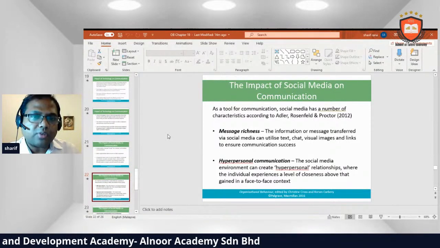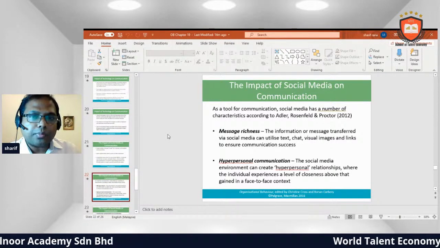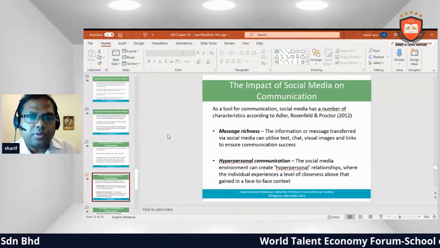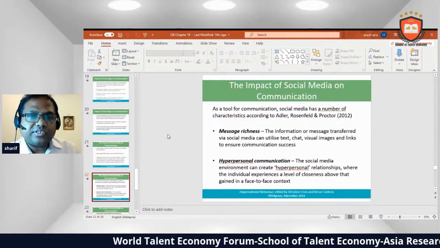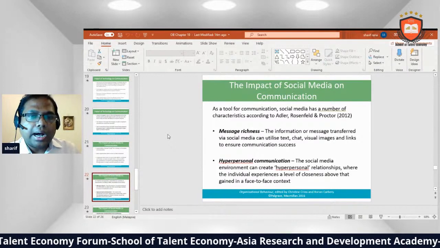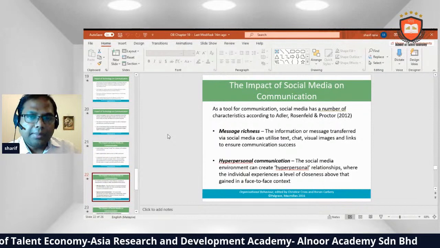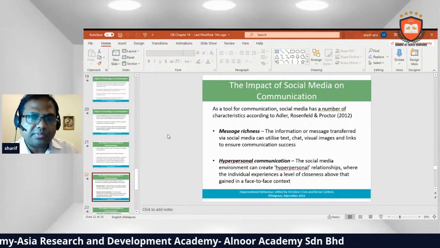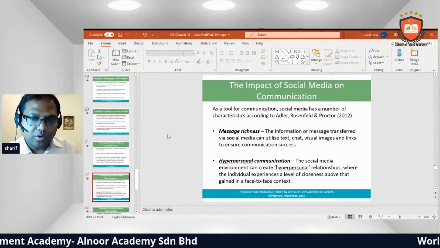Social media has a number of characteristics according to Adler, Rosenfeld and Proctor. Message reach: information or messages transferred via social media can utilize text, chat, visual images and links to ensure communication success. Hyperpersonal communication: the social media environment can create hyperpersonal relationships where the individual experiences a level of closeness above that gained in a face-to-face context.